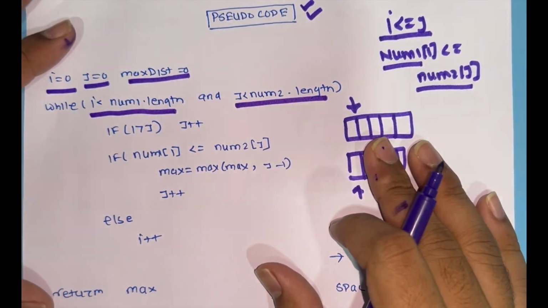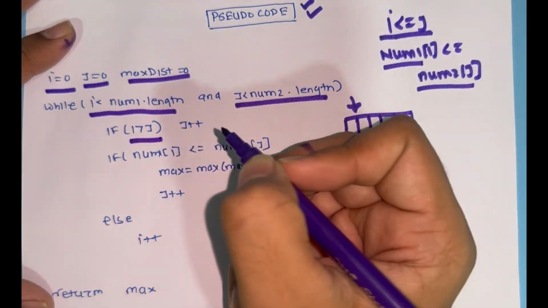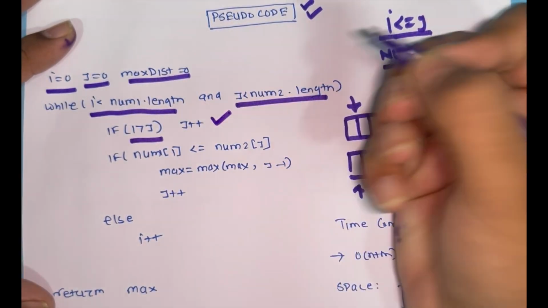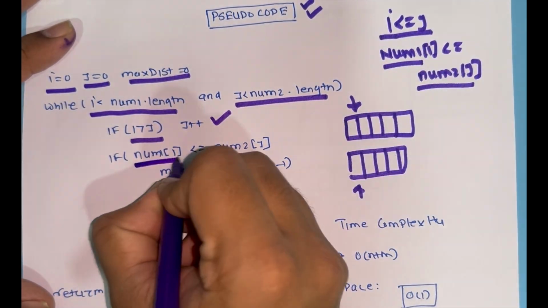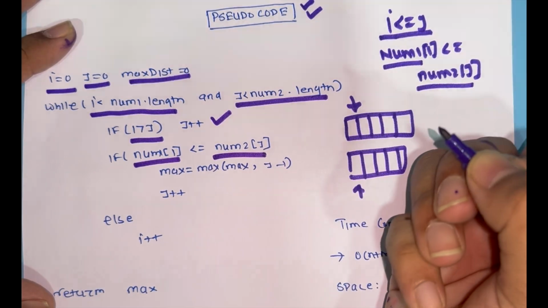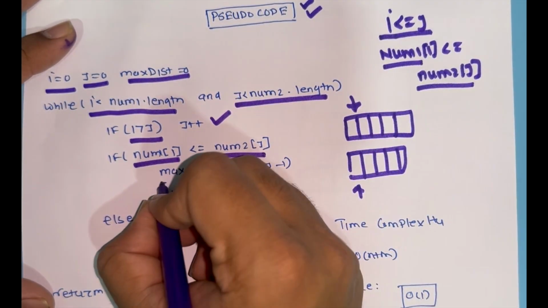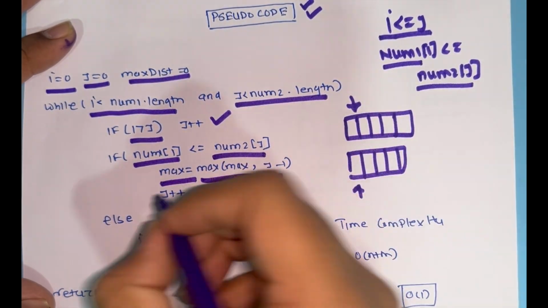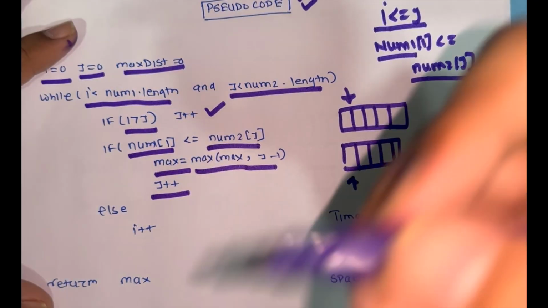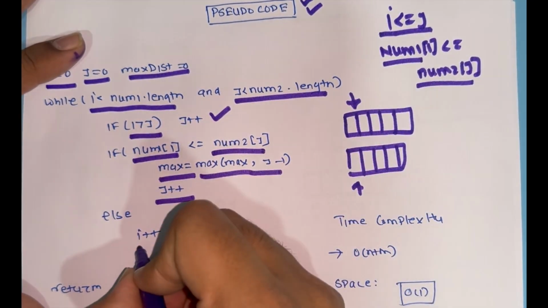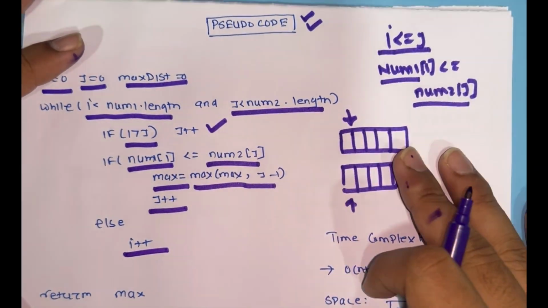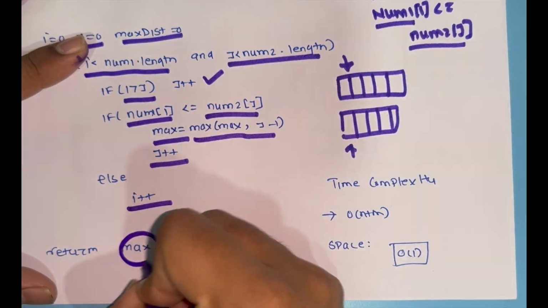In the first condition, we are checking if i is greater than j. If i is greater than j, just move j forward. In the second condition, we are checking if nums1 of i is less than or equal to nums2 of j. Here we calculate the distance. We take the maximum of the distance and move j forward to find a better distance. Else we just move i forward. At the end, we return the maximum value.